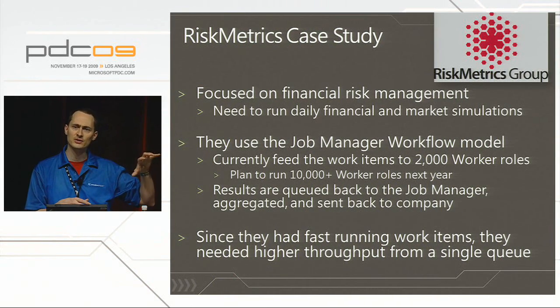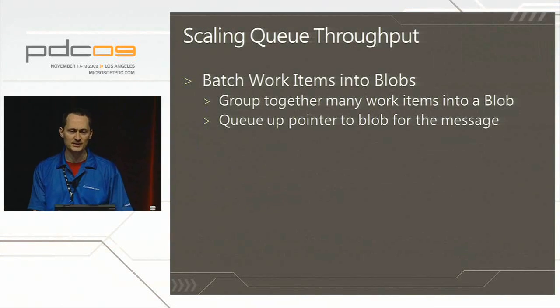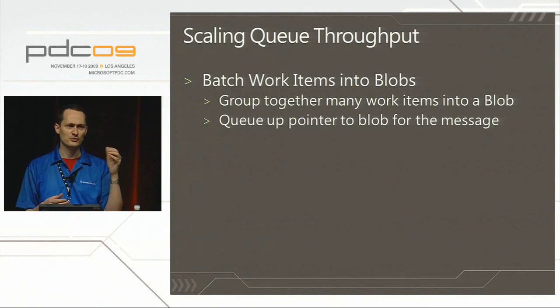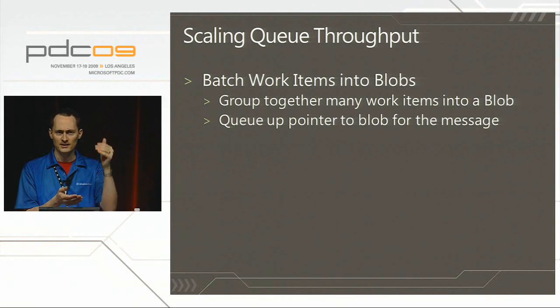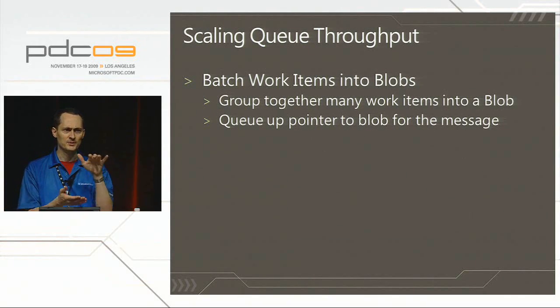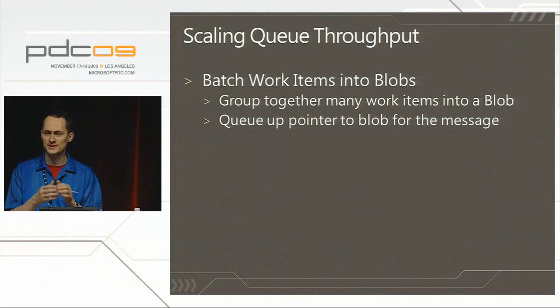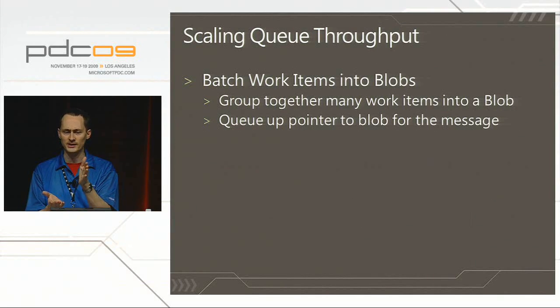Because I talked about earlier, the queue is designed for commercial availability to scale up to about 500 requests per second. But they wanted to do more than that. So what did they do? Well, one thing that they're doing right now is that they actually group together multiple work items into a blob and then point the message that they queue up for the work item to the blob. So what they did was group 10 work items together per blob, and that effectively increased their queue throughput by 10-fold. So instead of queuing up every single work item, each message in the queue now represents 10 work items.